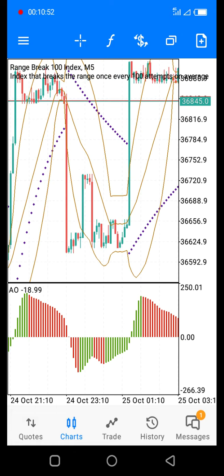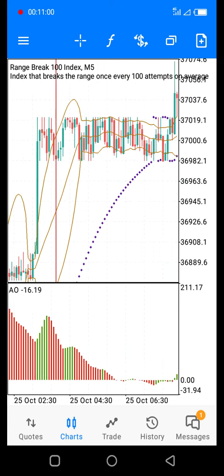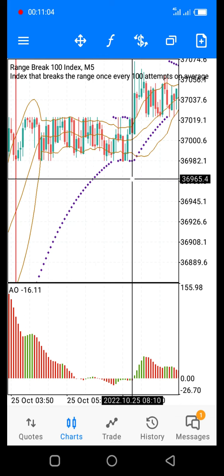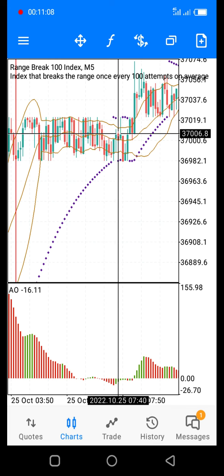We are on range break 100. So after this one, I'm coming back to do it on range break 200. Then you break 200. So we have another entry here. Do we win this trade? No. It pulled back here. It came back. It came down again.